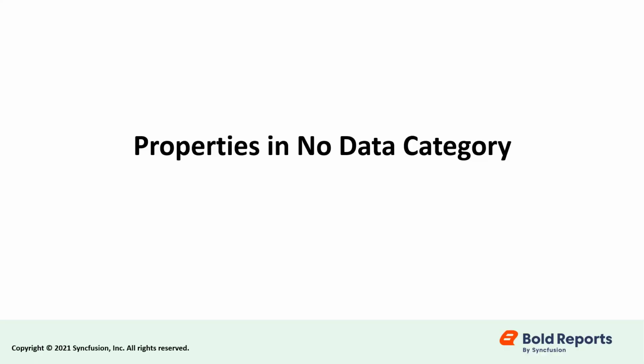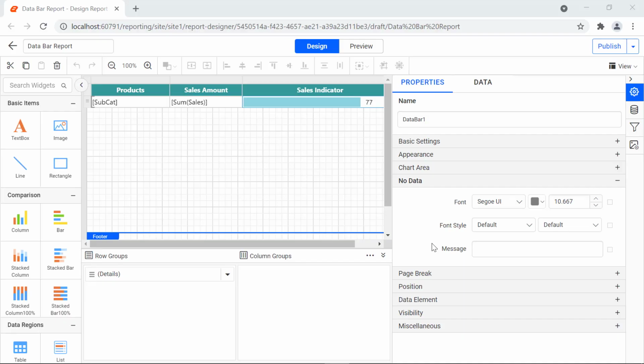Let's look at the properties under the Node Data category. The Node Data property is used to display static text when a dataset results in empty or 0 rows at runtime. The font family, font size, font color, font style, and font weight properties are used to style the content for the Node Data message. The text entered in the message property will be displayed to the user when a dataset results in empty or 0 rows.